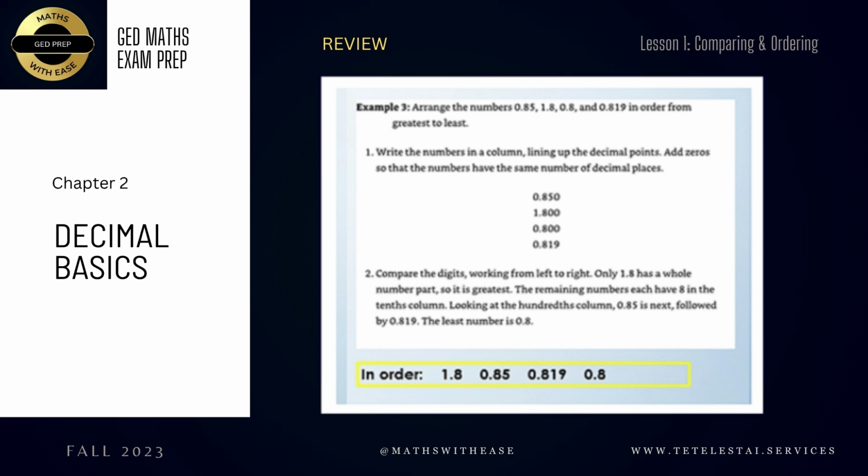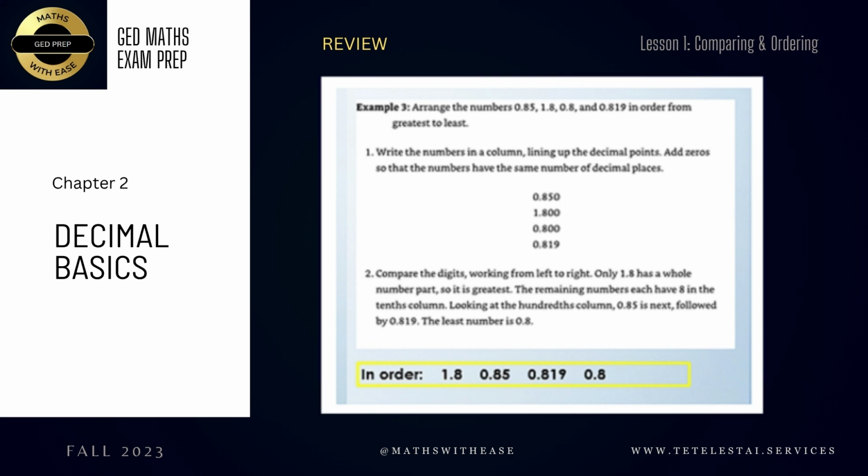And we see that 0.850 has a 5 in the hundredths column. And that means that it's the next highest number, right? Followed by 0.819, which has a 1 in the hundredths column, right? And so then you would order your numbers 1.8, 0.85, 0.819, and then 0.8, okay?